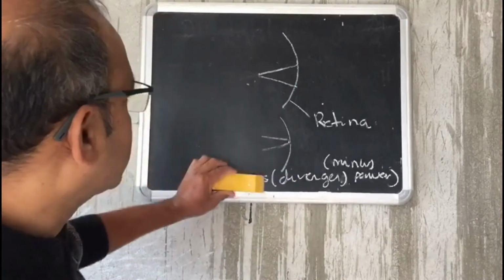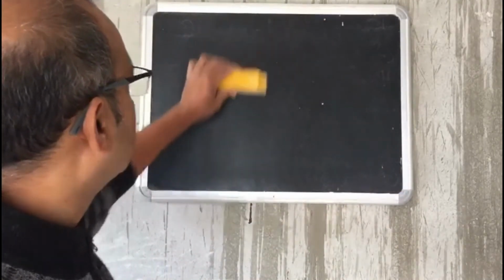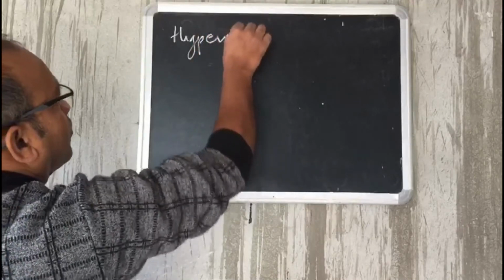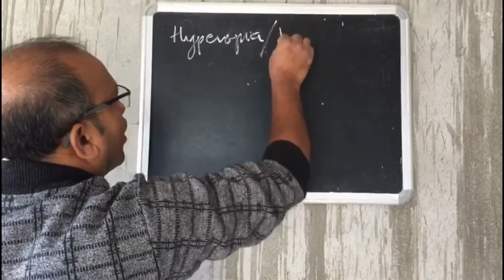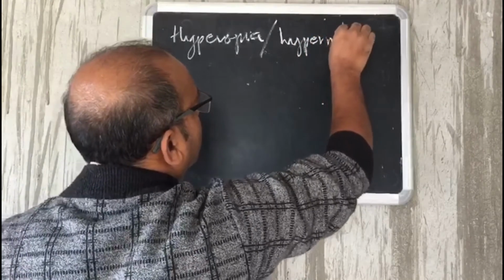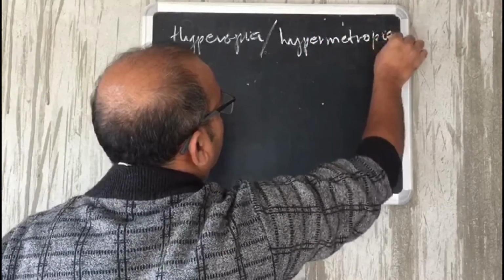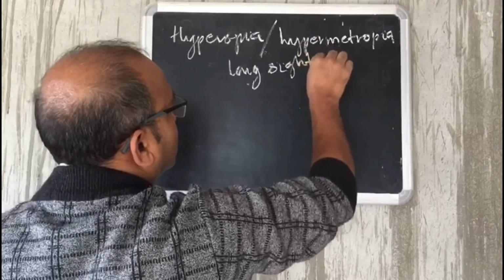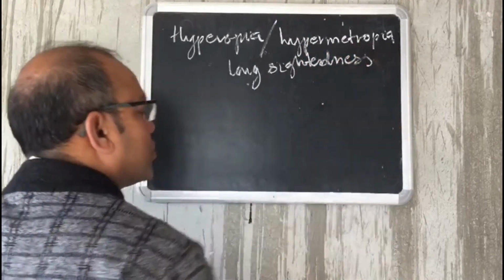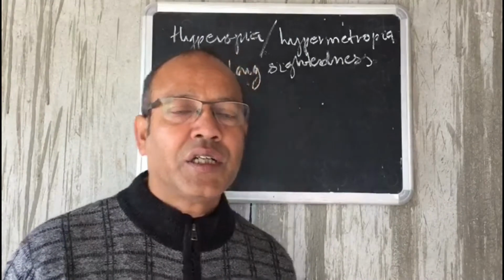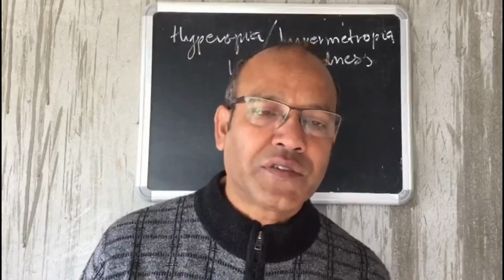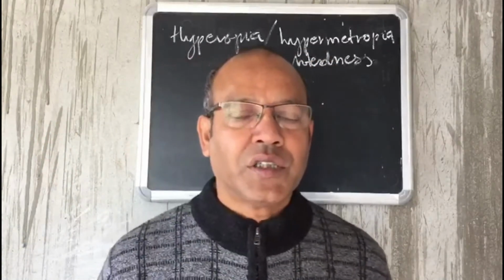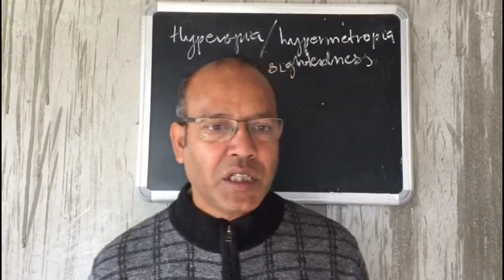Now let's go on to the next, that is hypermetropia or hyperopia, or this is also called long-sightedness. Like the name suggests, here a person can see distant objects very clearly, but he fails to read and write. He cannot see near objects. He can see distant objects, but he cannot see near objects.